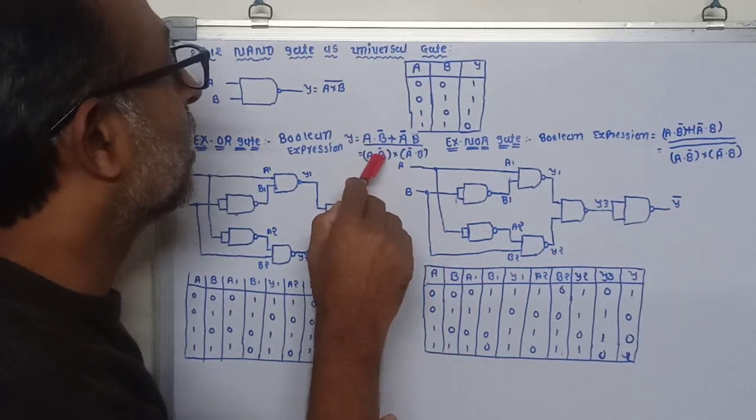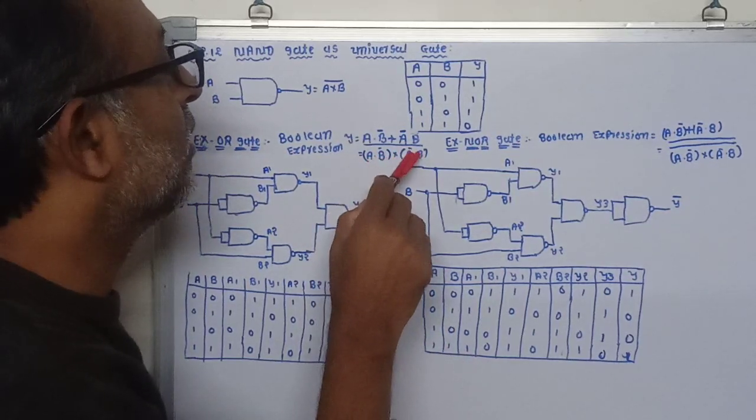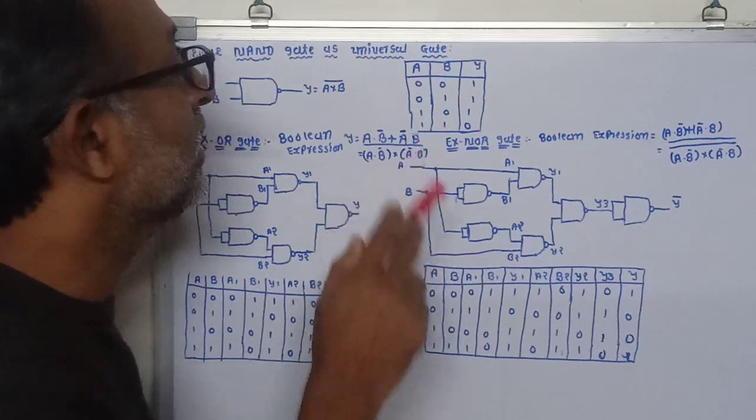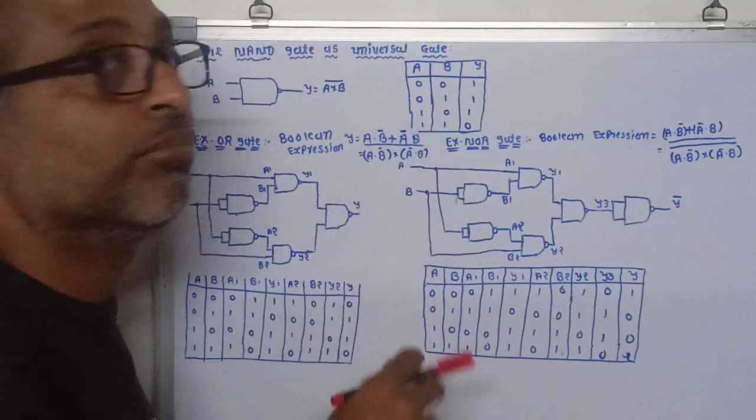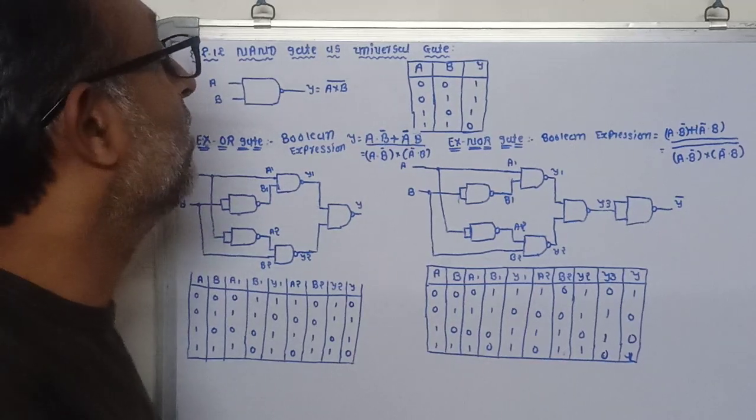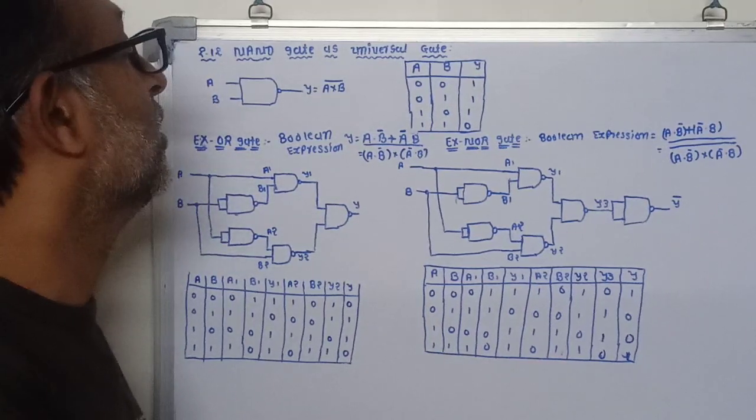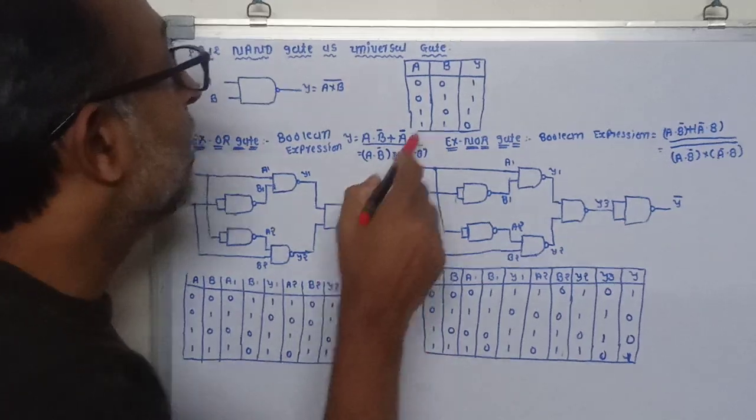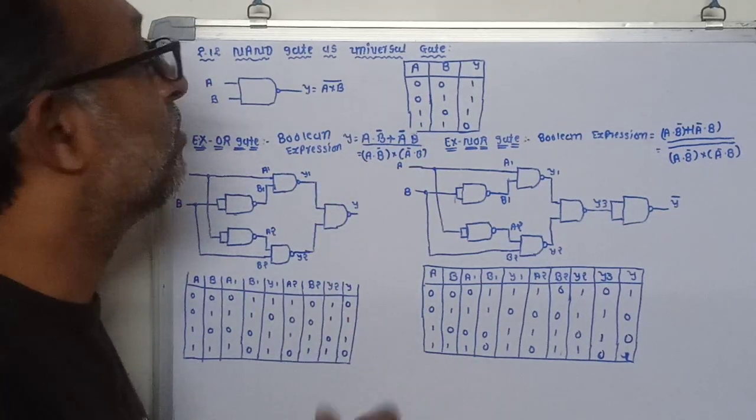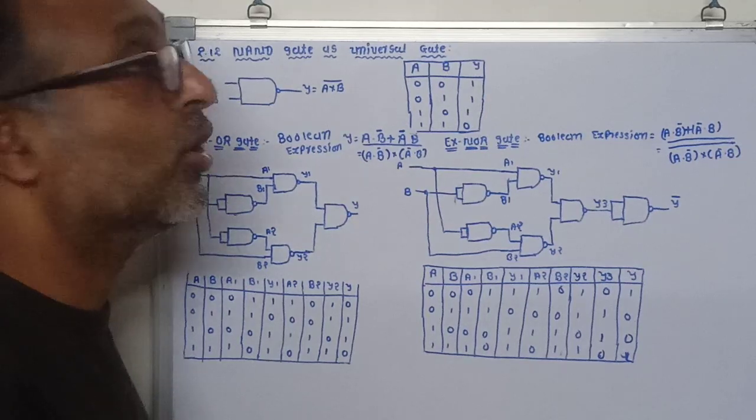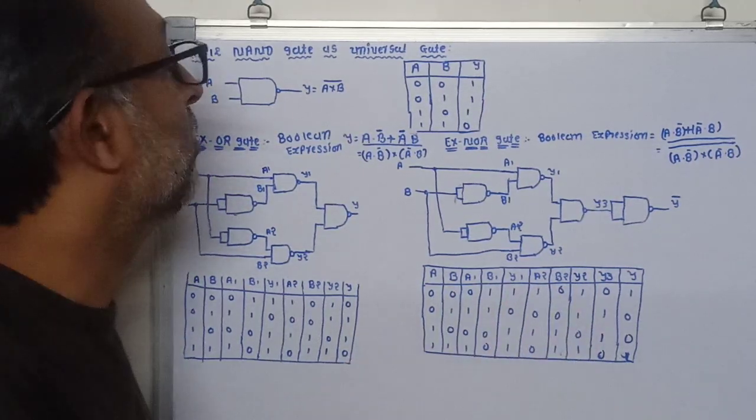Our equation becomes A into B bar. Another output is required, A bar into B. Then these two signals are applied to one AND gate for the multiplication of the equation. So here this is the most important thing: how to convert this plus sign equivalent to its multiple sign.